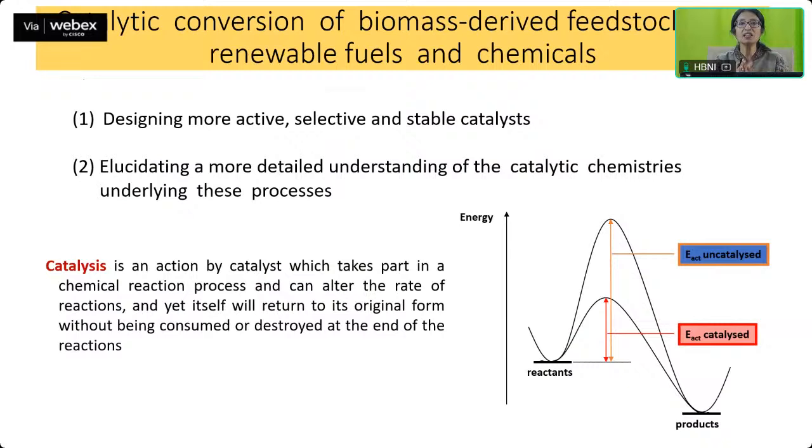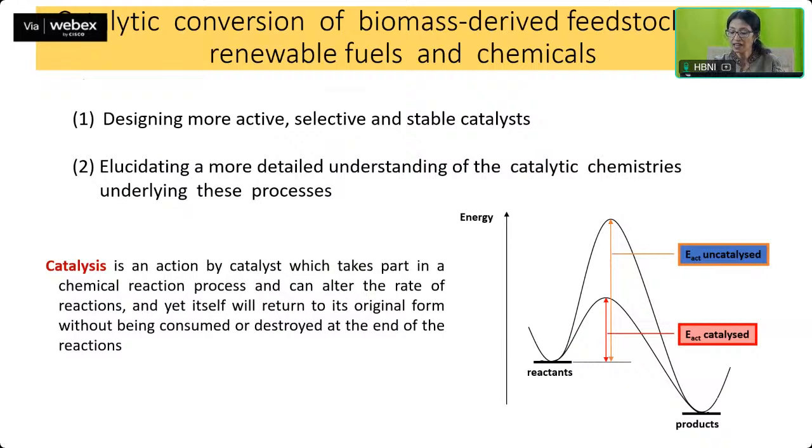So what we need to do is design more active, selective, and stable catalysts. And you need a more detailed understanding of the catalytic chemistry underlying these processes. For biomass to biofuel generation, you need to have a little more understanding of these different chemistries which are working. So what is a catalyst? We have known since high school that a catalyst takes part in a chemical reaction process and alters the rate of the reaction, but it itself returns to its original form without being consumed or destroyed at the end of the reaction.